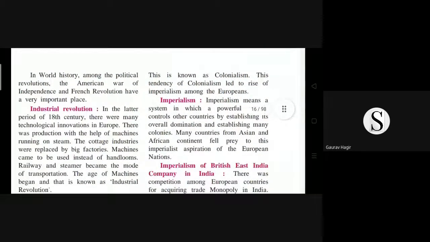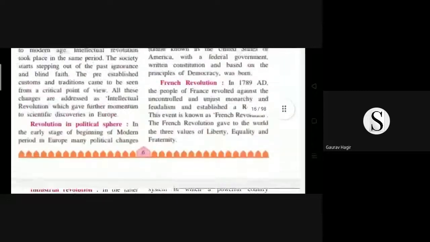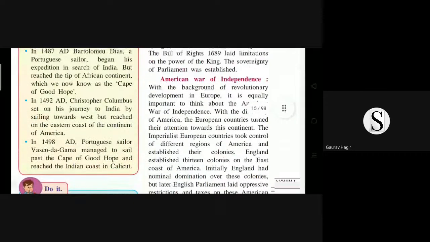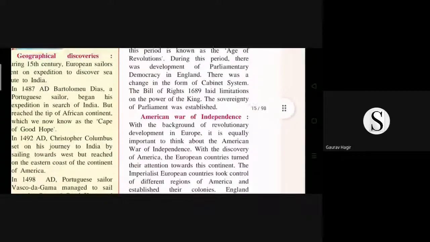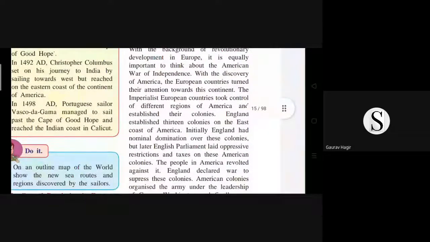Okay, good. So we have completed each and every topic. We have not completed the American War of Independence. Yes, who will explain the American War of Independence?